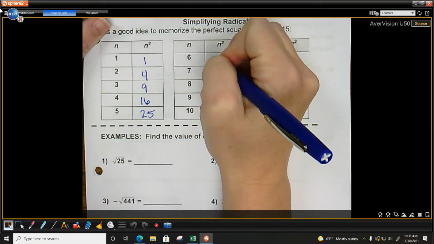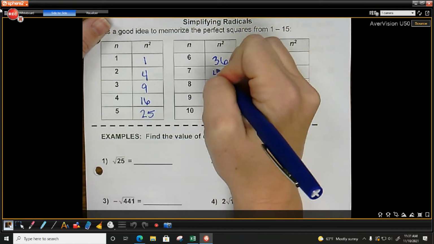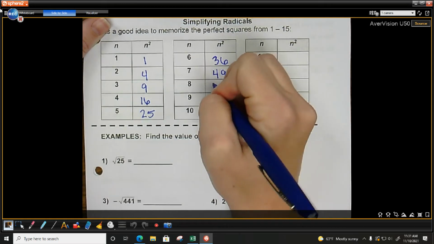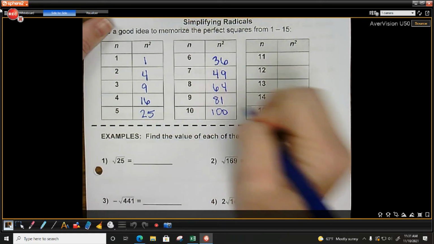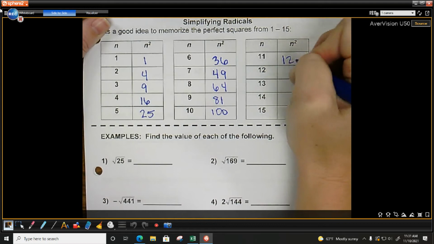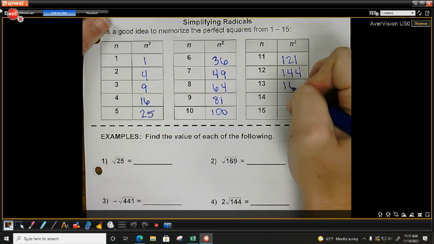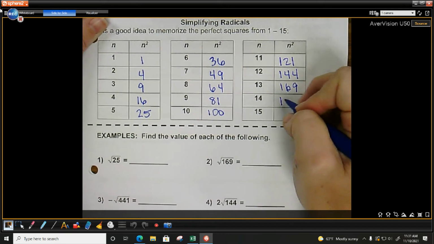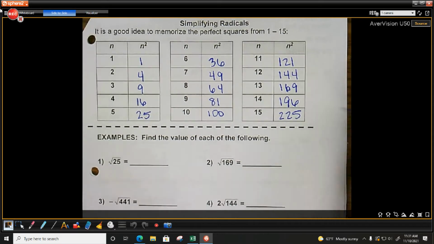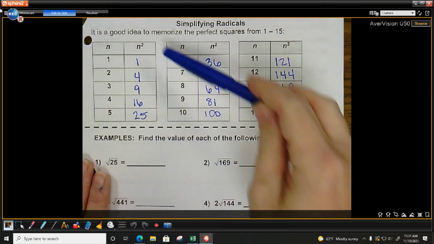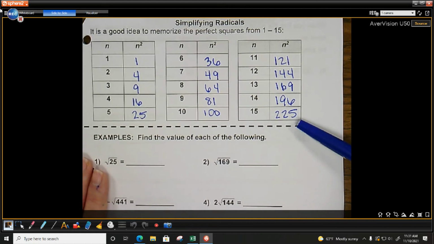6 squared. 36. 7 squared. 8 squared. 9 squared. 10 squared. 11 squared. 12 squared. 13 squared. 14 squared. And 15 squared. 225. Very good. So, this column of n squares, these are all your perfect square values.